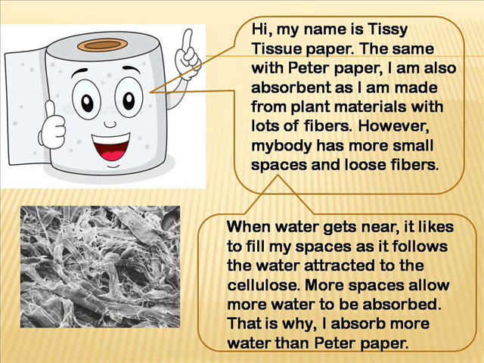Hi, my name is TC Tissue Paper. The same with Peter Paper, I am also absorbent as I am made from plant materials with lots of fiber. However, my body has more small spaces and loose fibers.